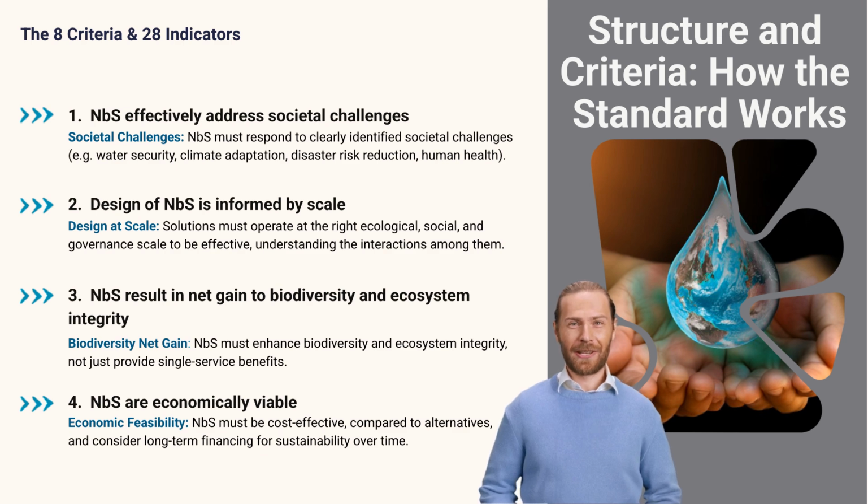The IUCN Global Standard for Nature-Based Solutions is an overarching tool designed to support the continuous improvement of NbS projects over time. It is structured around 8 criteria and 28 indicators, which together cover the key dimensions of high-quality, nature-based solutions. The first criterion looks at how effectively the solution addresses clearly defined societal challenges, such as climate adaptation, water management, or biodiversity loss. The second criterion focuses on scale, ensuring that the design of the nature-based solution takes into account ecological, social, and institutional processes operating at different spatial and temporal levels.